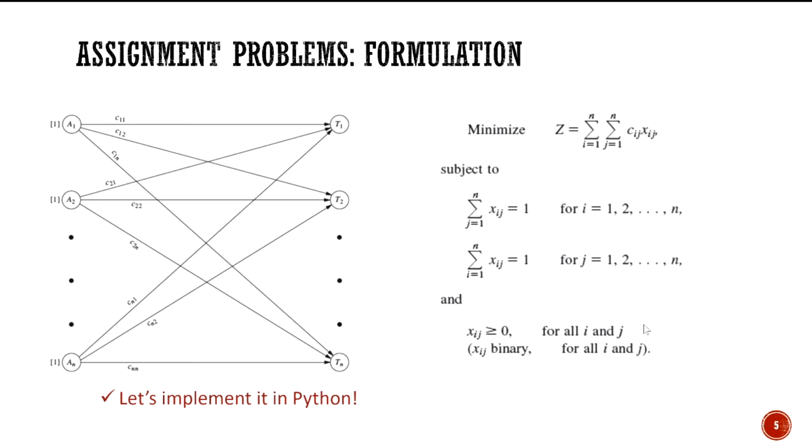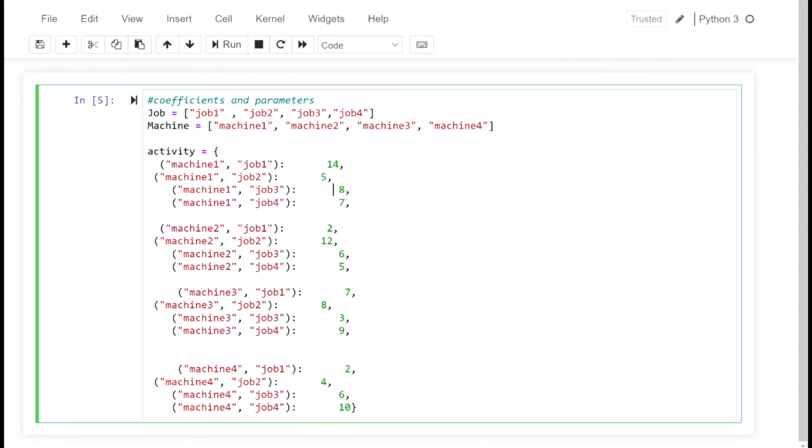Okay, now let's try to implement this in Python for the Machine Co problem. In that table, we have 3 pieces of information. First, the list of jobs. So we have 4 jobs. The other list is machines. We have 4 machines, as you can see here. We use a list as the data structure because it's just a sequence of items.